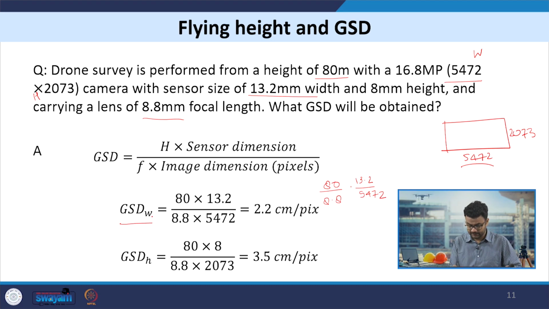the width direction is equal to 2.2 centimeter per pixel. That means every pixel has a size of 2.2 centimeter on the ground. Similarly, ground sampling distance in the height, when we calculate that, it comes out to be 3.5 centimeter per pixel. So, every pixel here has a size of 3.5 centimeter in the height direction. Height here does not mean elevation, height just means width and the height again in the xy plane.